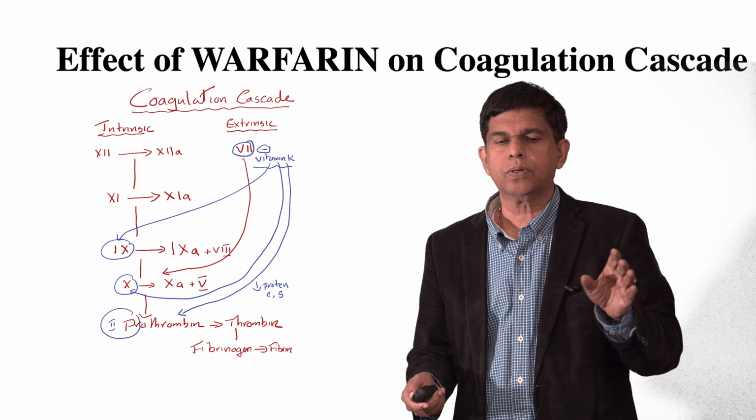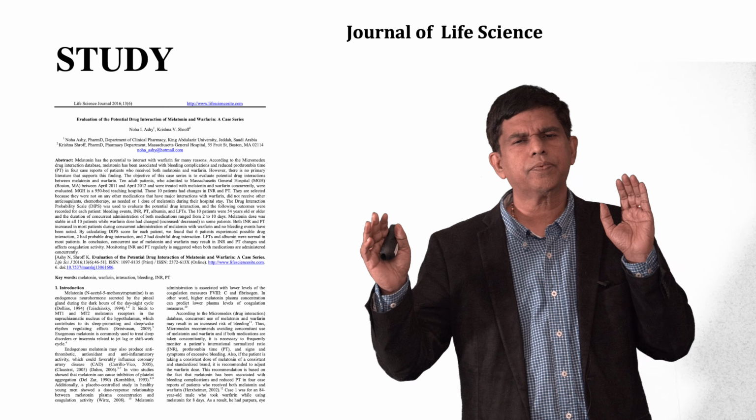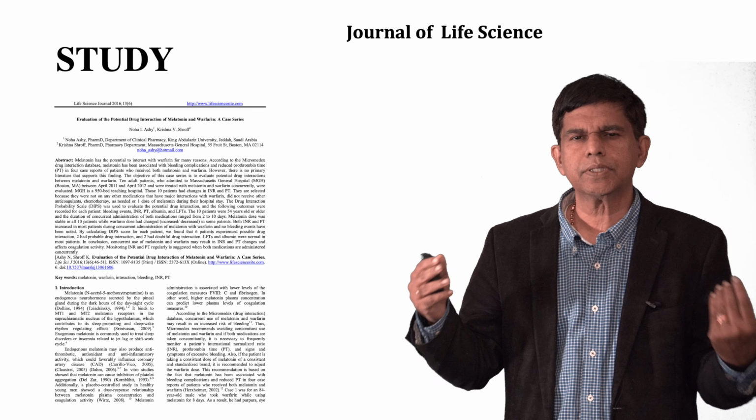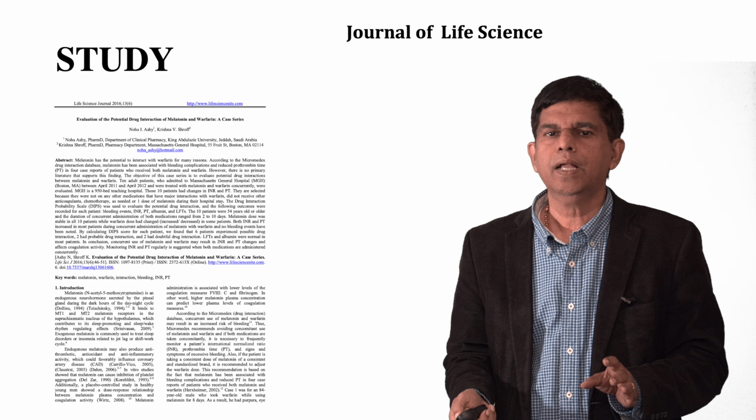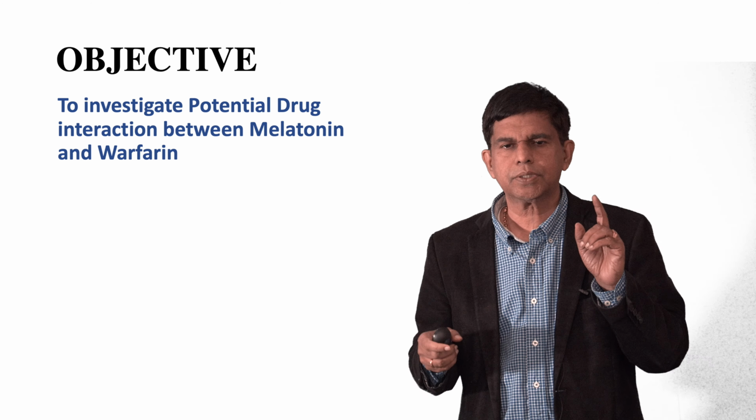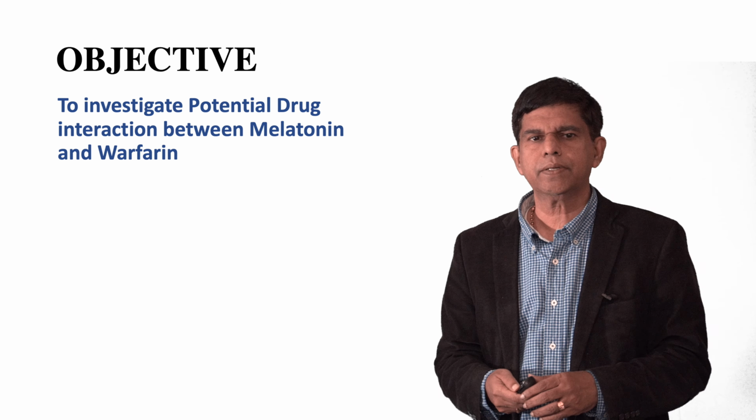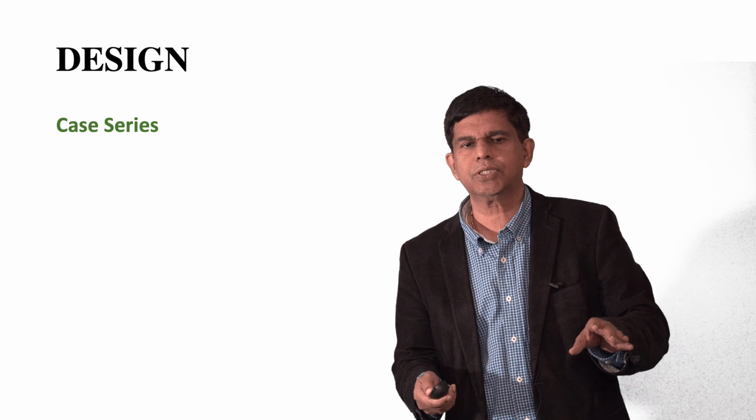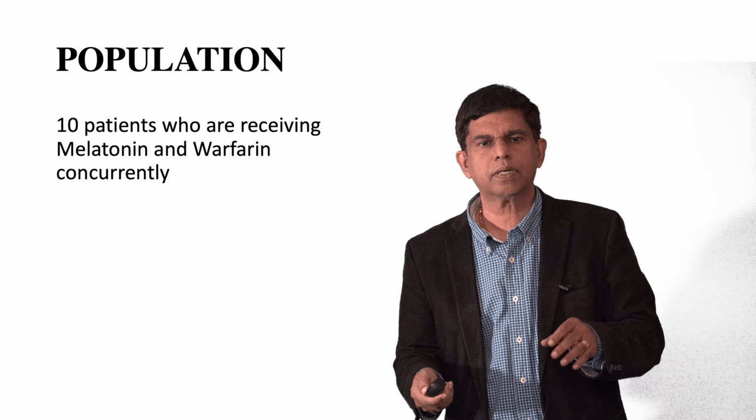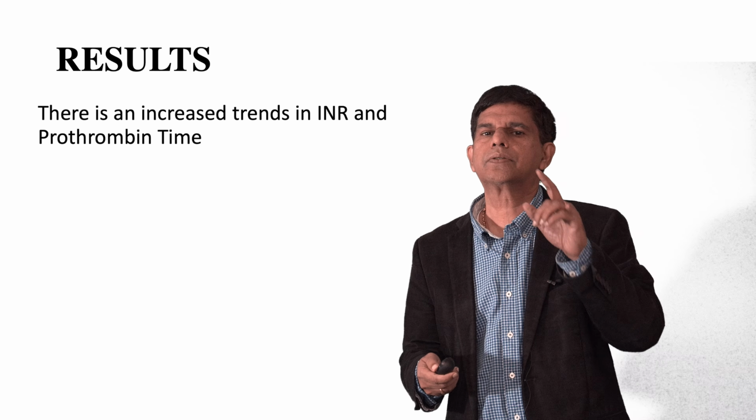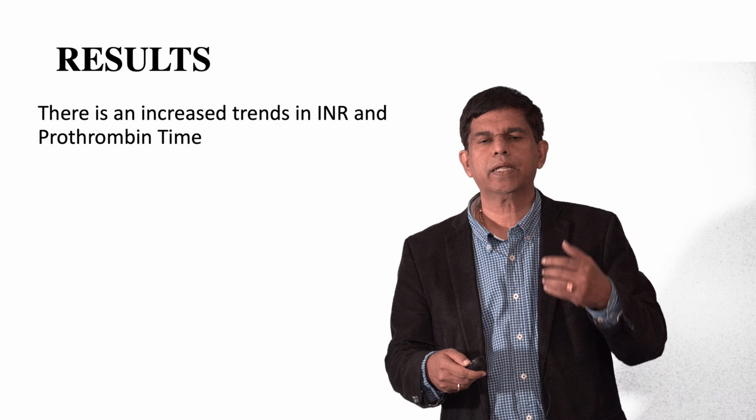Next, we did research on the internet, like PubMed, to see if there are any research studies that looked at this. The only study we were able to find was a case series. The objective was to investigate the potential drug interaction between melatonin and warfarin, or Coumadin. The design was a case series, and the population was only 10 patients receiving melatonin and warfarin concurrently. Results: there was an increased trend in the INR and prothrombin time when melatonin and warfarin were used together.